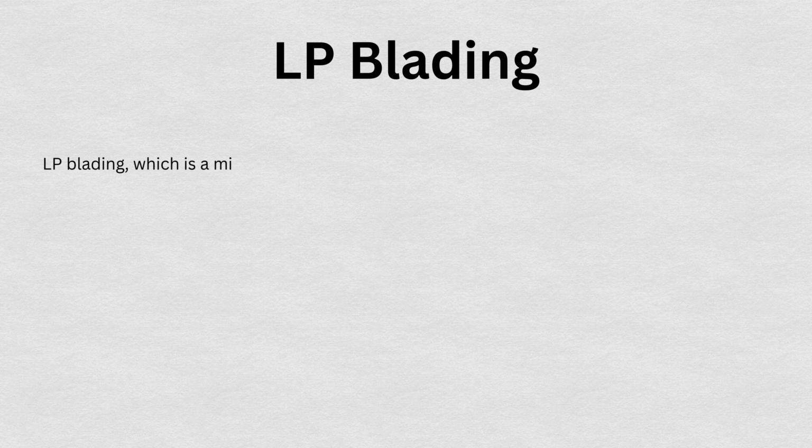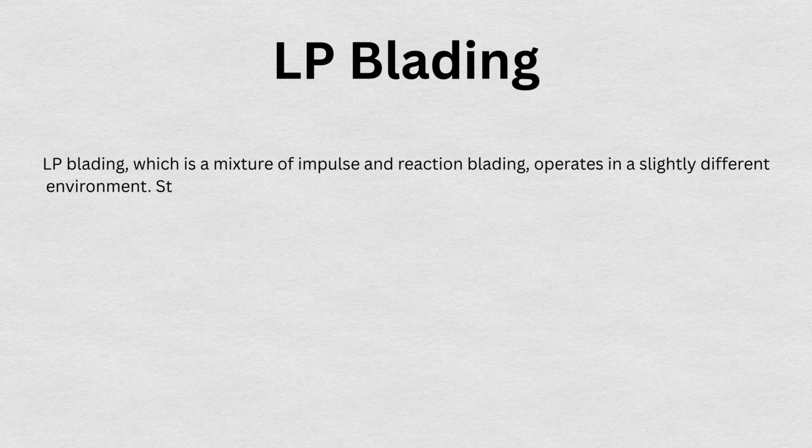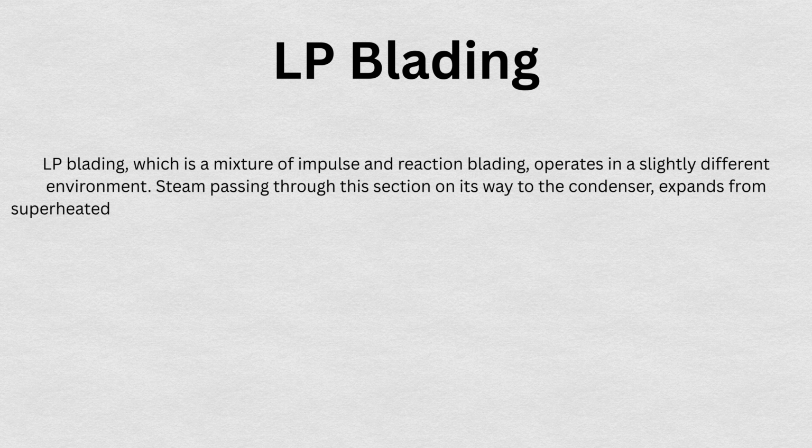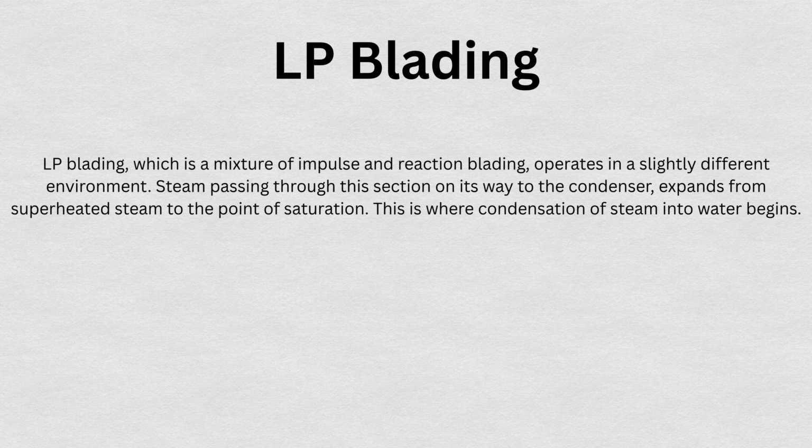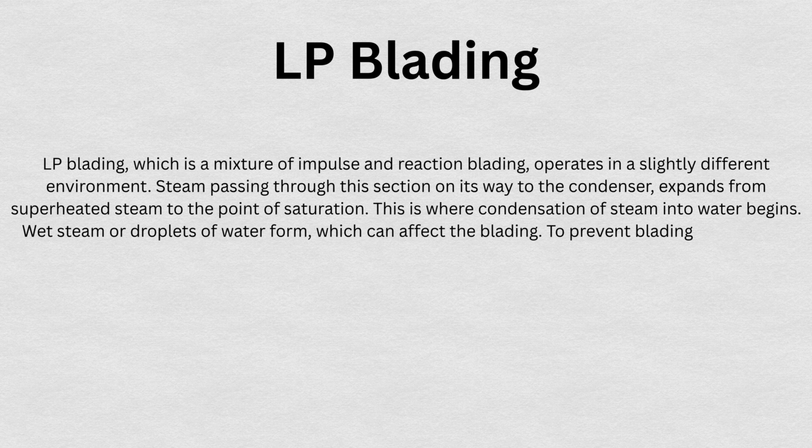LP blading, which is a mixture of impulse and reaction blading, operates in a slightly different environment. Steam passing through this section on its way to the condenser expands from superheated steam to the point of saturation. This is where condensation of steam into water begins. Wet steam or droplets of water form, which can affect the blading.